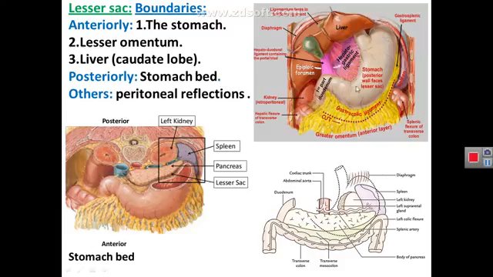The lesser sac is the space behind the liver, behind the lesser omentum, and behind the stomach. Therefore, it is bounded anteriorly by the stomach, the lesser omentum, and the liver, specifically the caudate lobe of the liver. While the lesser sac, or the omental bursa, is bounded posteriorly by the structures forming the so-called stomach bed. That includes the pancreas, transverse mesocolon, left kidney, left suprarenal gland, spleen, and diaphragm.